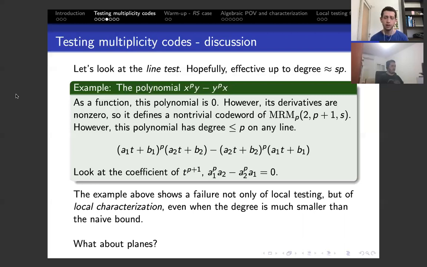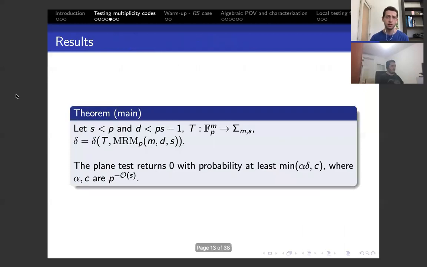And this happens at a degree of p plus 1, which is much smaller than the degree bound we were hoping for of around s times p. So the next thing we can look at is planes. And that's actually what we show. We show that the plane test is a good local tester for multiplicity codes up to a degree bound which is close to the one we hoped for, up to a degree bound of p times s.